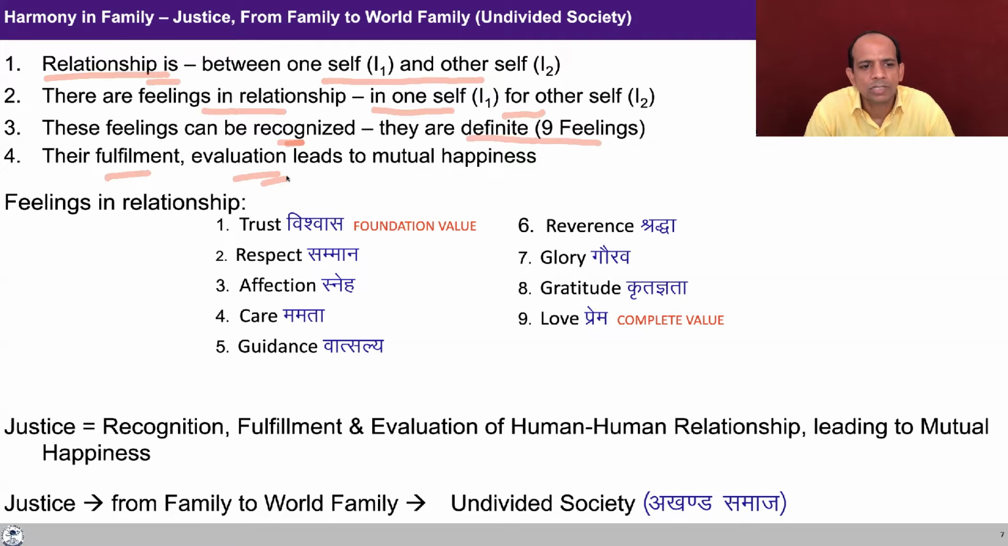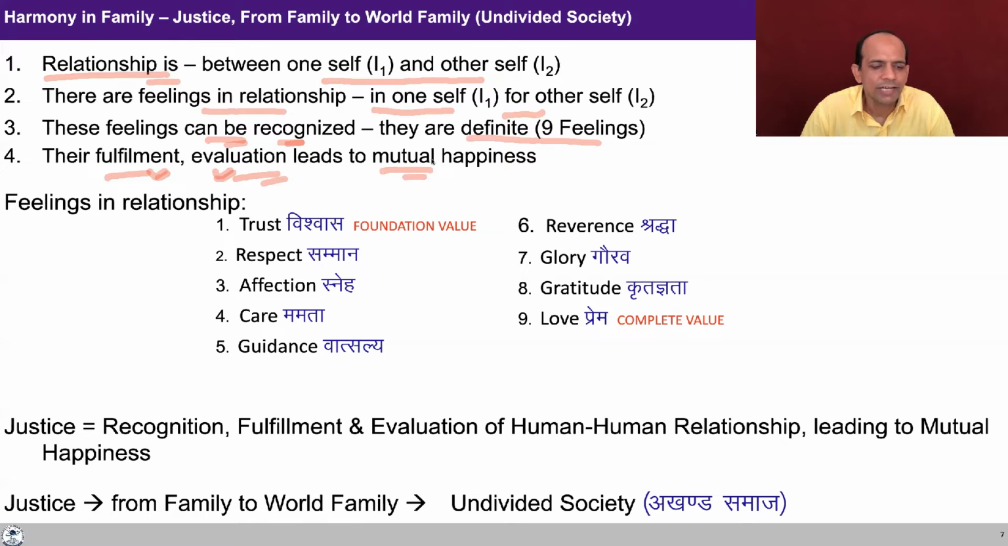So to ensure mutual happiness, first of all, we have to be able to recognize the feelings which are acceptable naturally. Then we have to fulfill the feelings, then evaluate it rightly so that it ensures mutual happiness. Isn't it? So much to be done in ensuring mutual happiness.